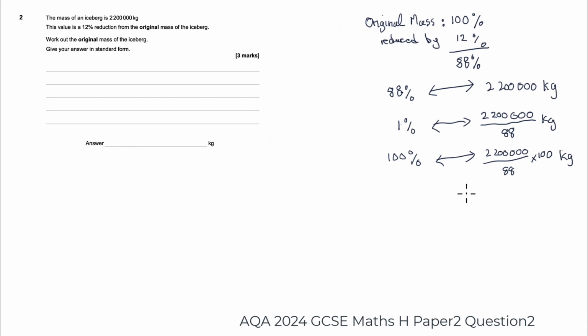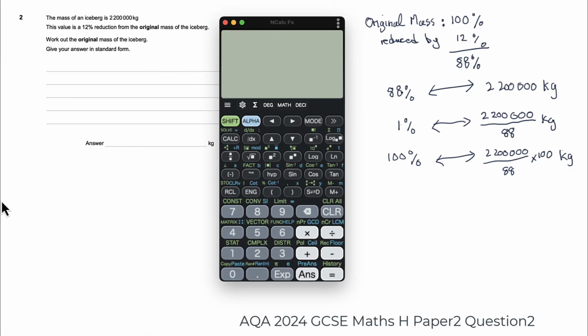So we now need to bring on the calculator. And here we have it. So let's do that calculation. So that's 2,200,000. We divide that by 88 and then multiply by 100. And there we go. So the answer to that part of it is 2,500,000 kilograms.